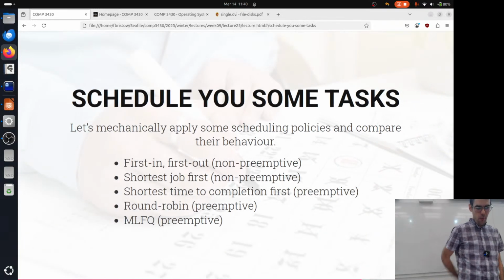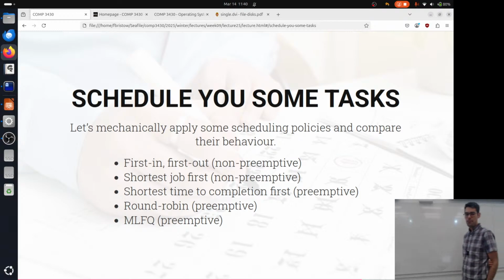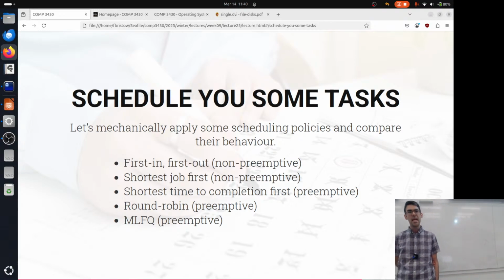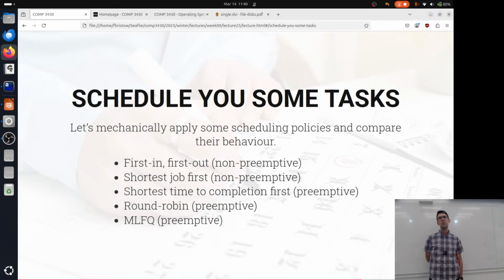So what I want to do now is schedule us some tasks. I want to go through the process of mechanically applying some scheduling policies and then begin to compare their behavior based on the performance that we're able to measure about these different scheduling policies. I'm not going to tell you about each of these policies in this list right now. Instead, these are going to guide us, and as we start to do the scheduling, I'll describe what that scheduling policy is to remind you of approximately what we're going to be doing. But there's 5 in total that I'd like to take a look at.